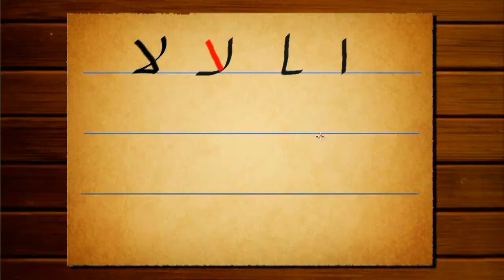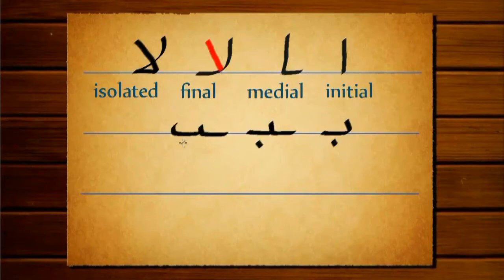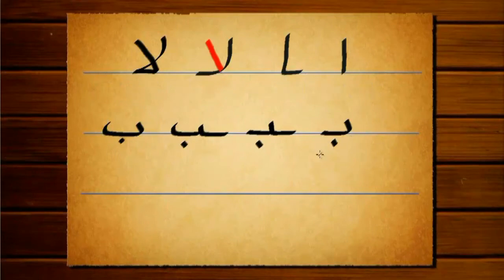And now I'll write the 4 forms of Ba. This is the initial, the medial, the final, and this is the isolated. And I'll put every form in a word and an example word to make it more clear.